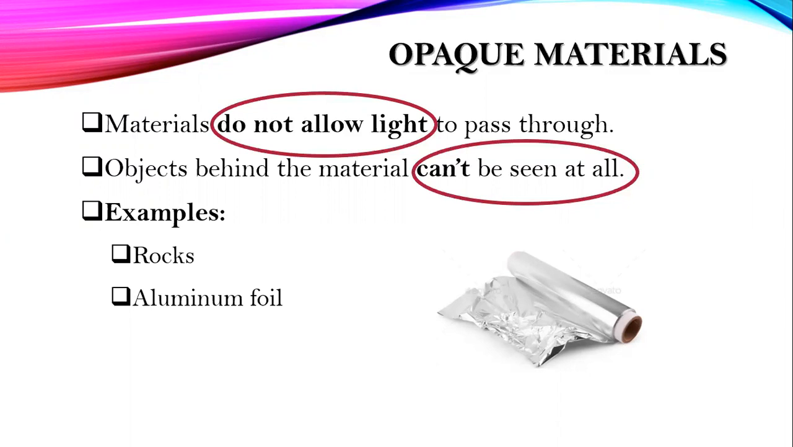And as we said before, we cannot see an object without light bouncing off it. So if light is not allowed to pass, light will not reflect off the object behind the material. That's why it can't be seen at all. Your books. Try to hold your book. What do you think? You can't see what's behind it. Also, carton or cardboard. They are opaque material.